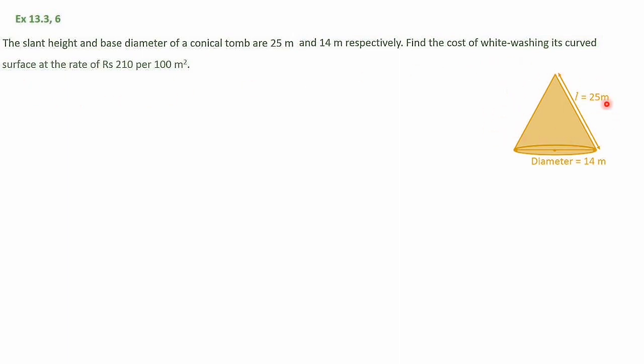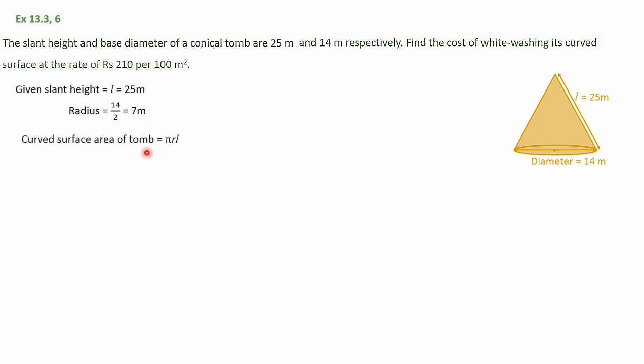Curved surface area formula is pi RL. Radius we will get from the diameter, and L is also there, so no need of any other calculations. Let's write the given things. Slant height is 25 meter. Radius is 14 by 2, that is 7 meter, diameter by 2.